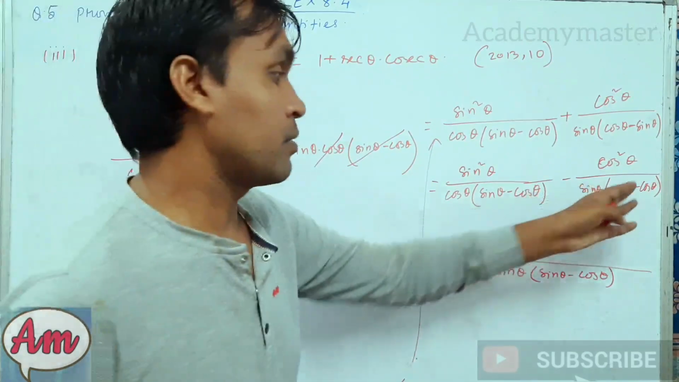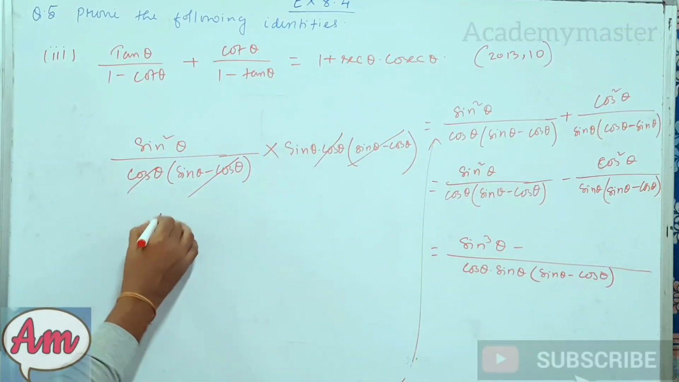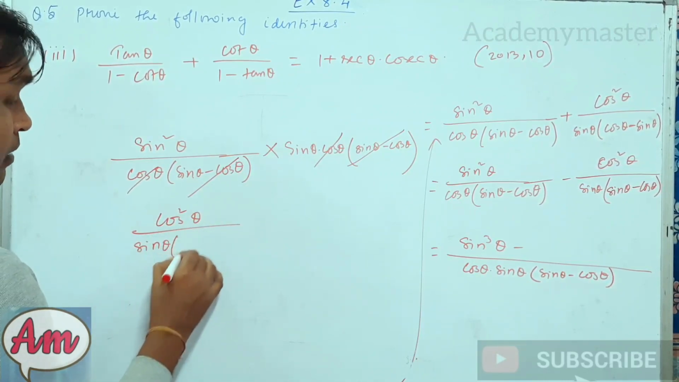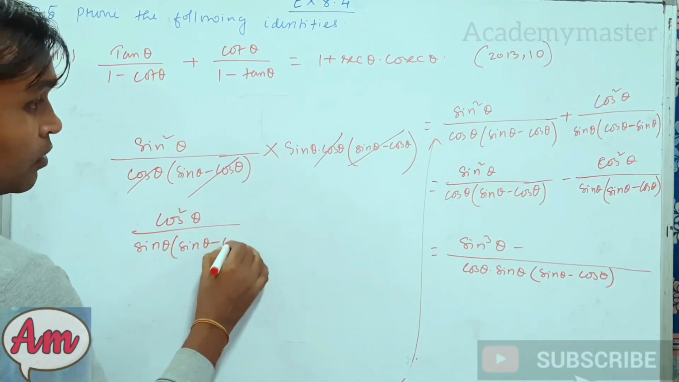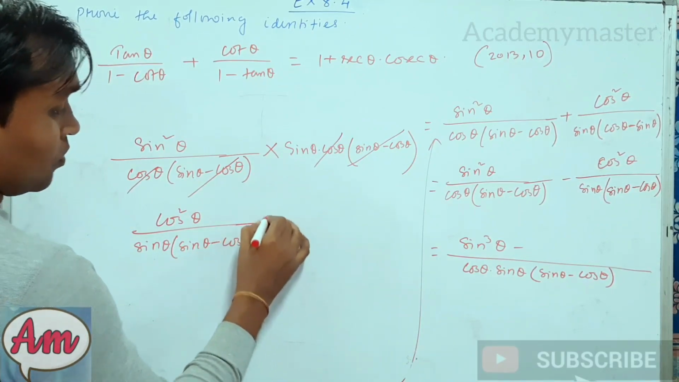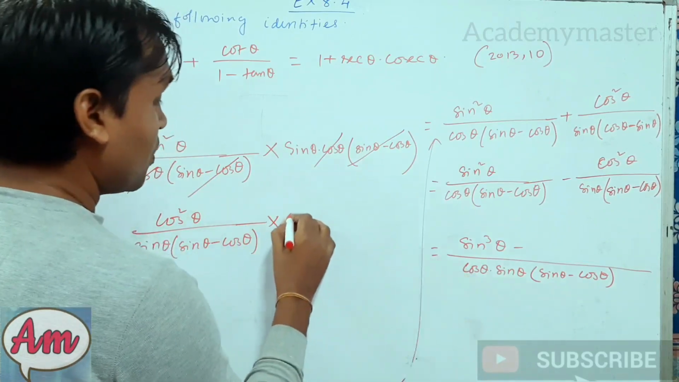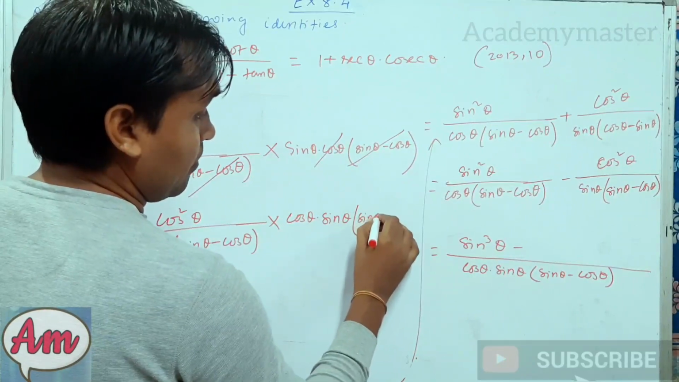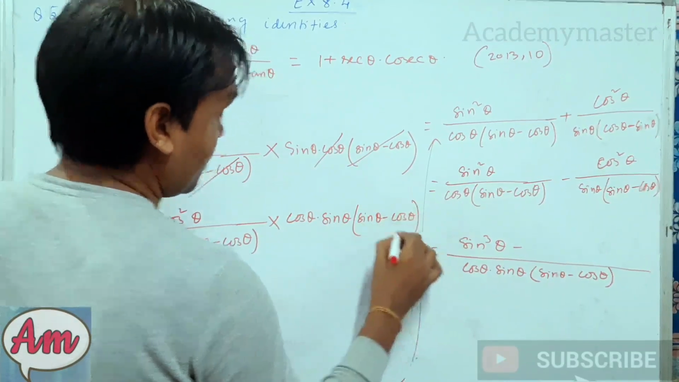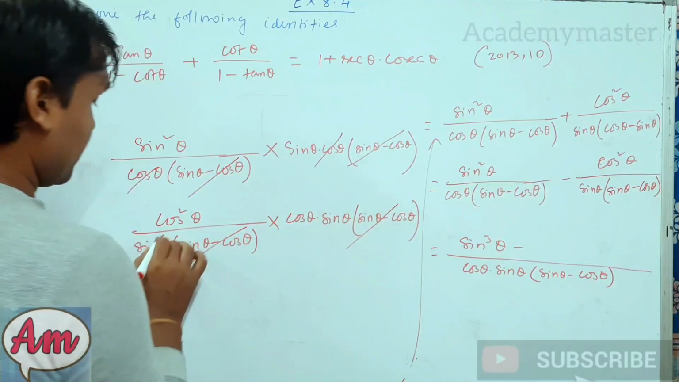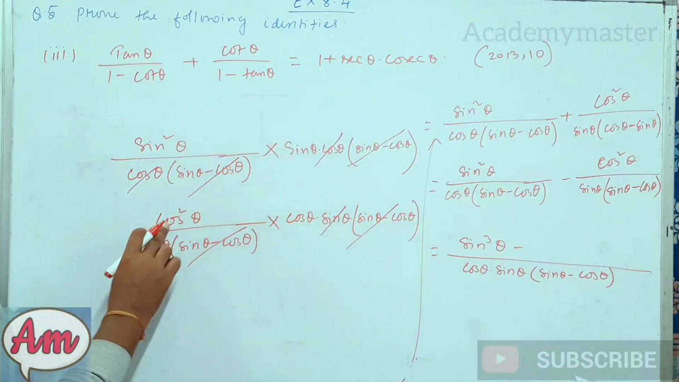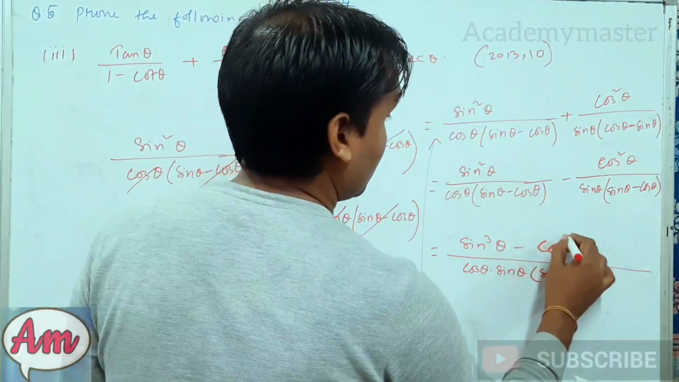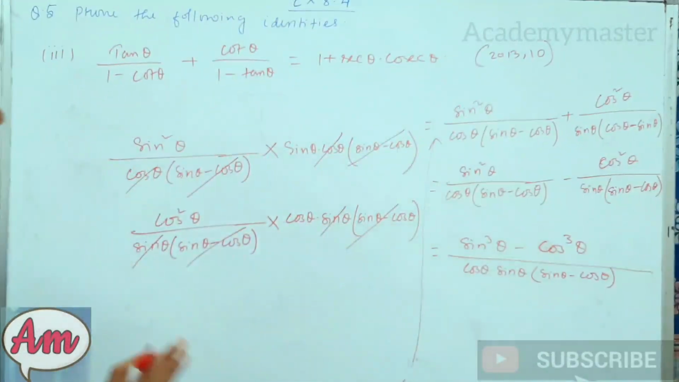Again I will do it for this one also. So what is here? cos²θ divided by sinθ minus cosθ. So what is our LCM? Our LCM is cosθ into sinθ minus cosθ. So sinθ minus cosθ cancel, sinθ cancel. So cos²θ into cosθ, it will be what? cos³θ. Cos³θ. Okay, done.